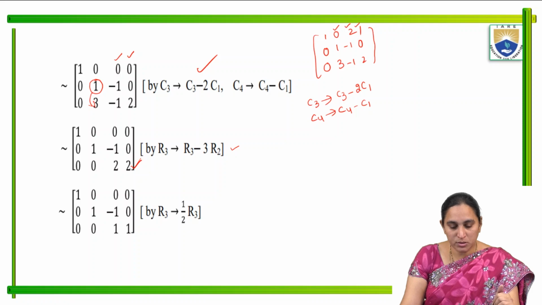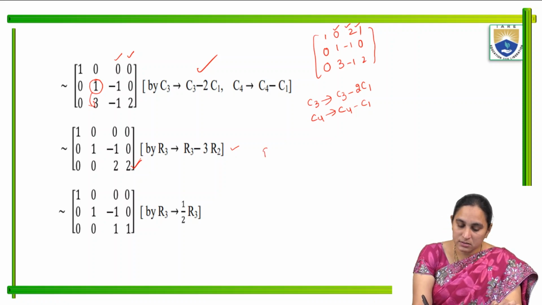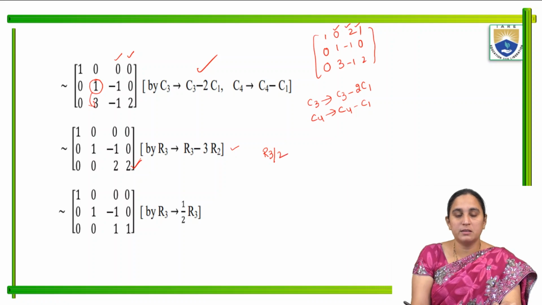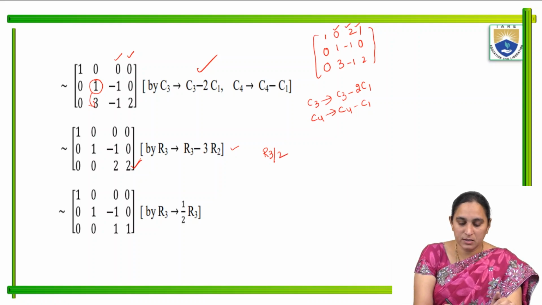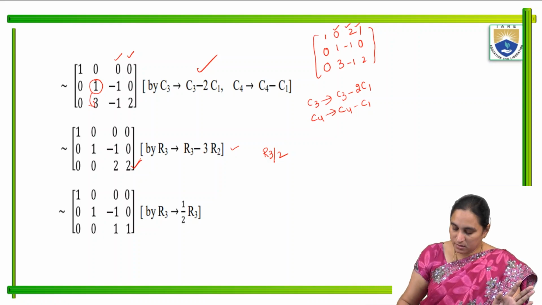And next, what about the next possibility there? Here observe in the R3 row, I'll take 2 common. That means R3 divides 2. After dividing with 2, that is 1, 0, 0, 0, 0, 1, minus 1, 0 there, 0, 0, 1 and 1. That means R3 divides 2, we get 0, 0, 1, 1 from the R3.